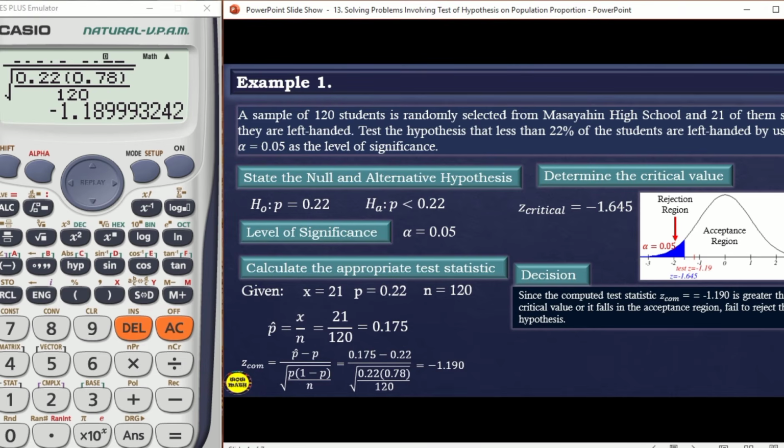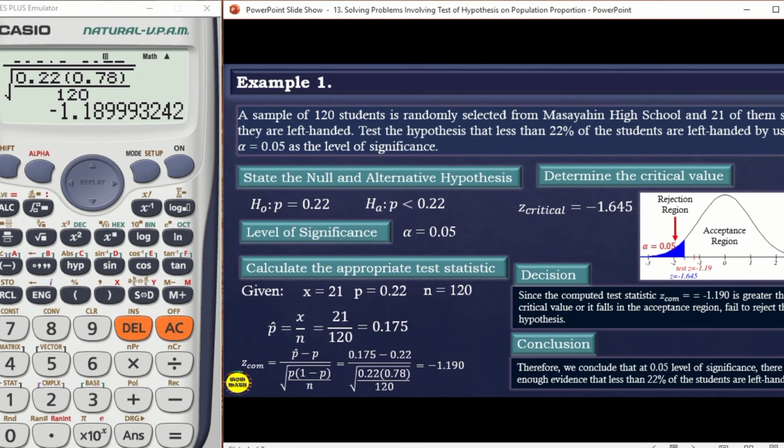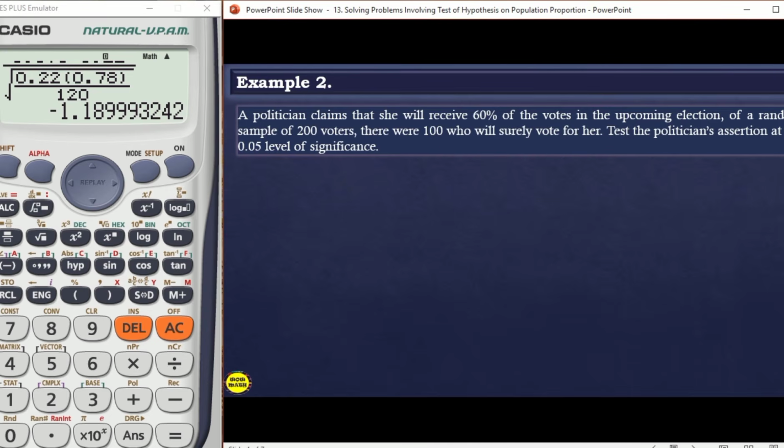So, yung magiging decision natin dyan, we fail to reject the null hypothesis, since kitang-kita naman sa graph na yung computed value natin na sa acceptance region. Kaya, we fail to reject the null hypothesis. So, ano yung conclusion natin dito? Therefore, we conclude that at 0.05 level of significance, there is not enough evidence that less than 22% of the students are left-handed.